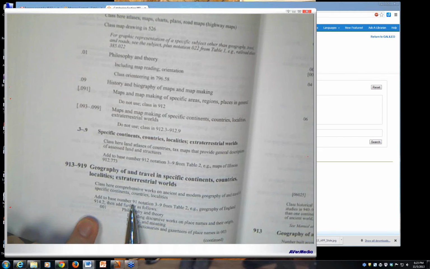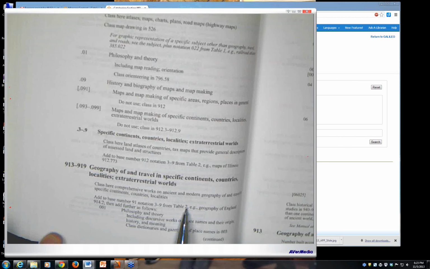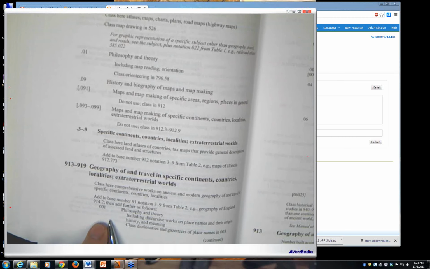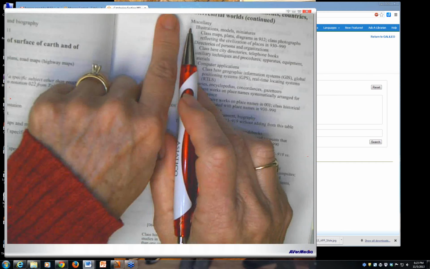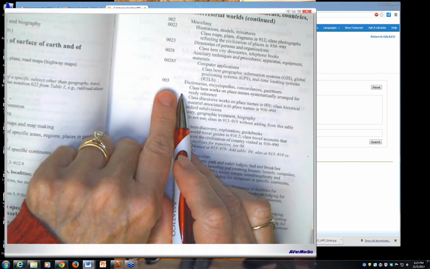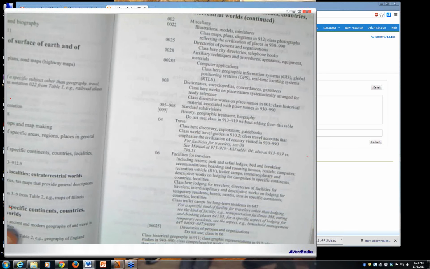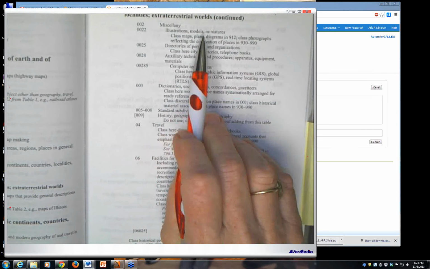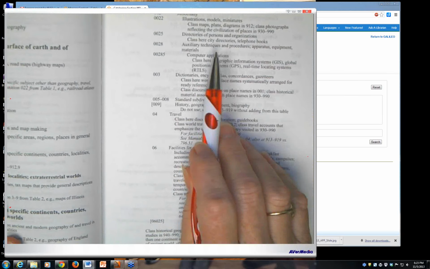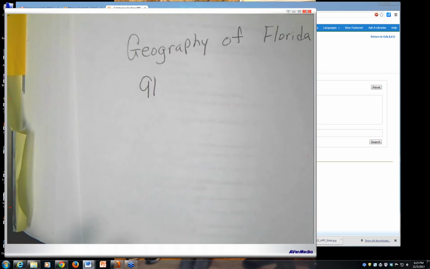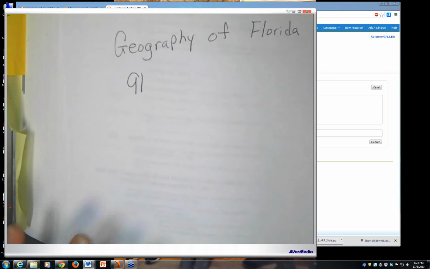Add to base number 91 notation from Table 2. We're given an example, and then if we had more information, we'd break it down and continue building, continue adding. But this is just a geography of Florida. It's not a travel guide. It's not a telephone directory or anything like that. This is specifically a geography book on Florida.